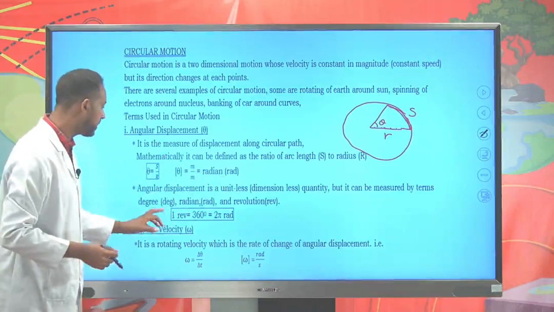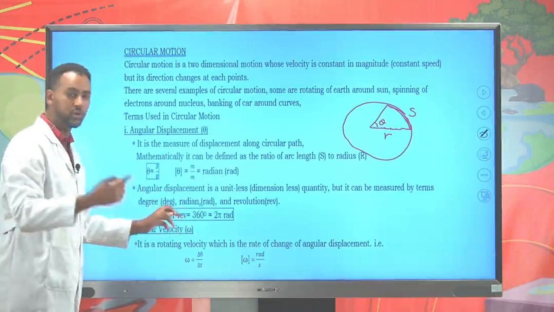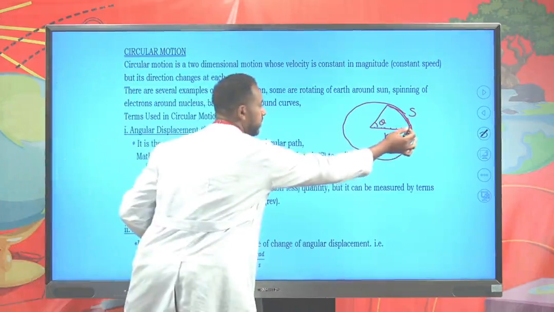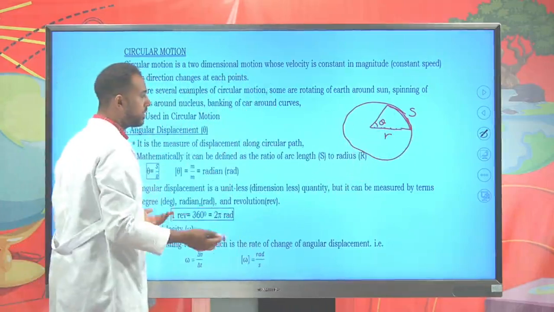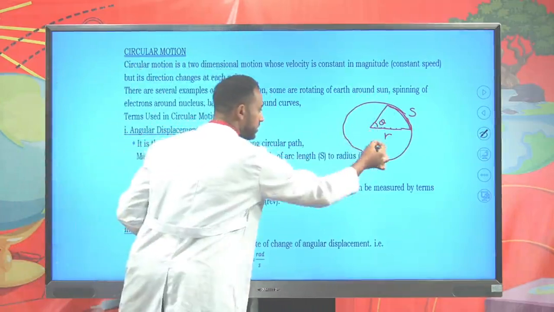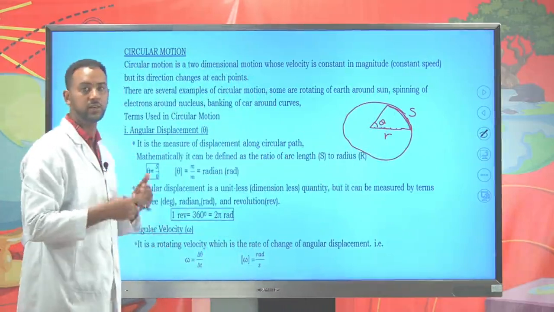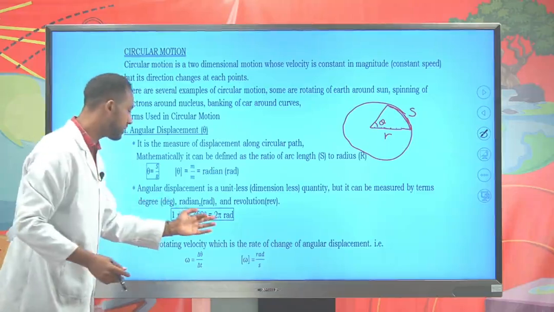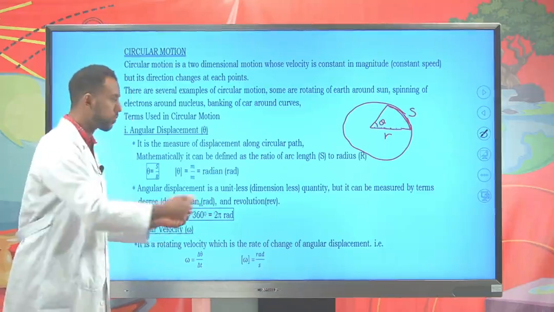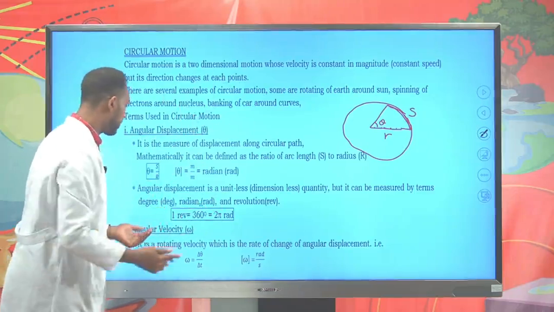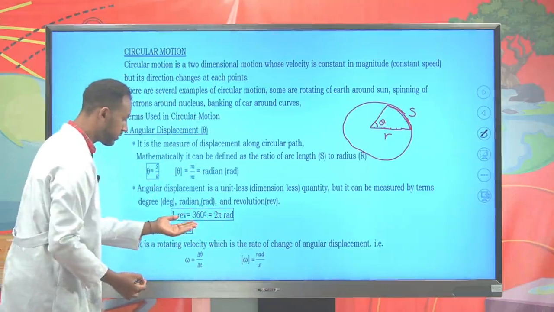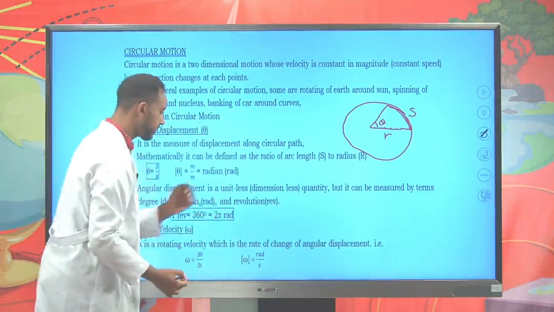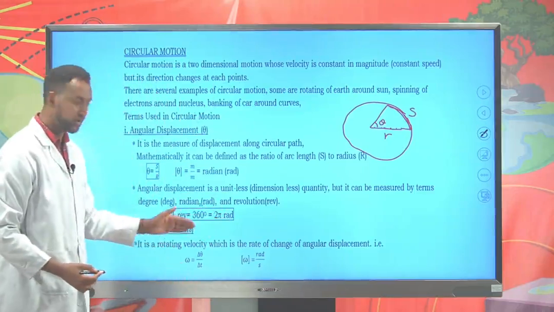1 rad has a relation with revolution. Suppose the particle moves from this and reaches here, it makes one complete revolution. In degrees, we can say 360 degrees. And in radians, we can express it as 2 pi rad for one complete revolution. So the relation between revolution, degree, and rad can be given as 1 revolution equals 360 degrees equals 2 pi rad.